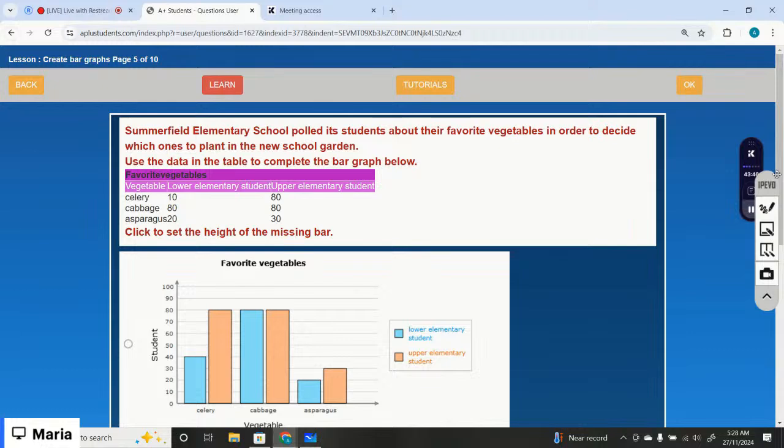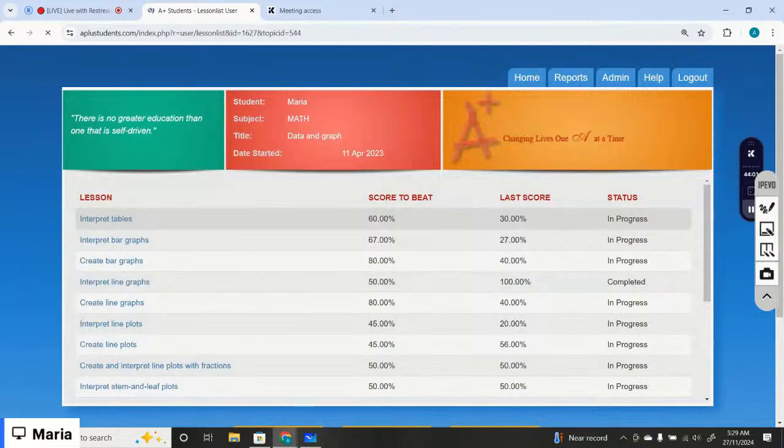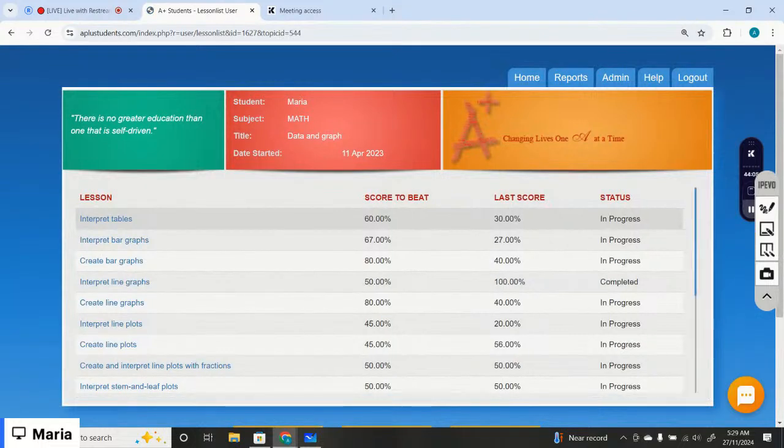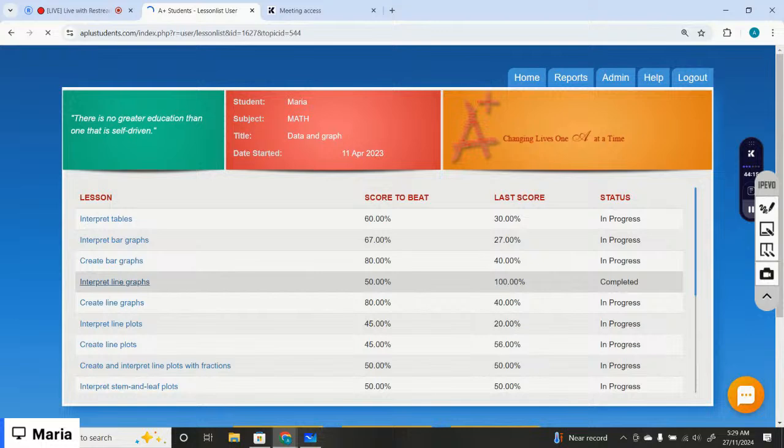Okay, you can complete the lesson by yourself later today. Let me just move on to the next lesson. The next lesson is interpret line graphs. Let's just start with the next lesson.